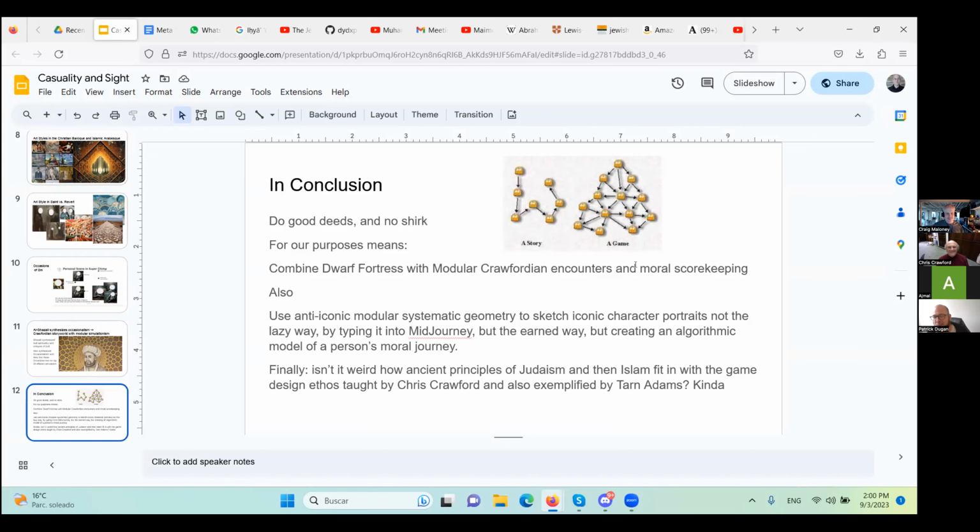And finally, isn't it a little bit weird how the principles of Judaism and then Islam fit in with the game design ethos taught by Chris Crawford and exemplified by Tarn Adams? I think it's a little bit of a weird coincidence, but maybe it isn't a coincidence at all. Maybe it's predetermined. Okay. And on the dot, I conclude my presentation.